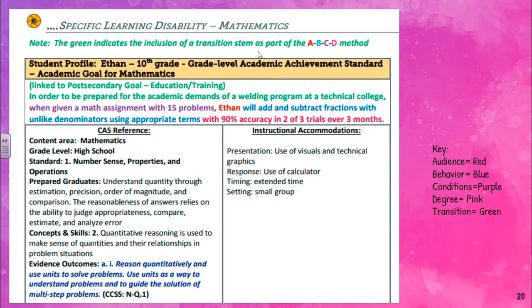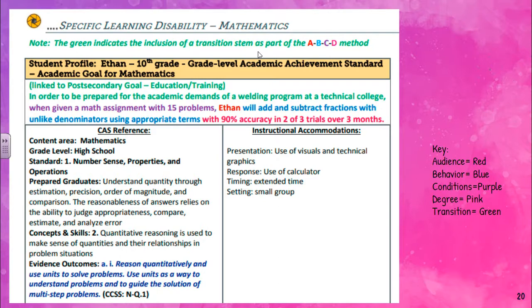And then this is for a student in 10th grade who has a learning disability. He also has a green section because this goal is linked to post-secondary. And this reads, in order to be prepared for the academic demands of a welding program at a technical college, when given a math assignment with 15 problems, Ethan will add and subtract fractions with unlike denominators using appropriate terms, with 90% accuracy in 2 out of 3 trials over 3 months.